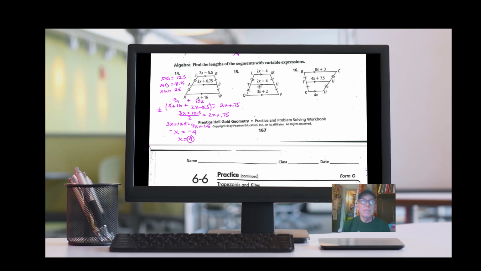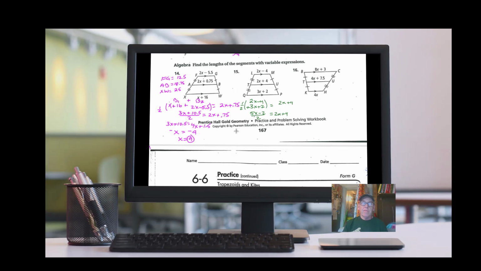Let's look at number 15, same idea, 2x minus 4. Let's do this vertically. Plus 3x plus 2 has to equal 2x plus 4. And again, we're going to do 1/2 times whatever this comes out to be. So half of 3x and 2x is going to be 5x. And we have a minus 4 with a plus 2. This is going to be a minus 2. But we've got the 1/2 times it, so this side's going to give us 5x minus 2 divided by 2 is equal to 2x plus 4. Double both sides to get rid of the 2 in the denominator.